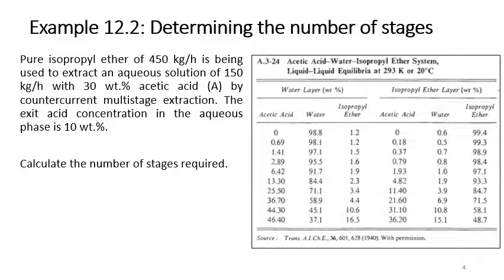So let's straight away do an example to show you how to determine the number of stages. Here we are using the same system, i.e. the acetic acid, water and isopropyl ether system. You have pure isopropyl ether at 450 kg per hour being used to extract an aqueous solution of 150 kg per hour with the acetic acid concentration, component A, equal to 38% using countercurrent multistage extraction. Your exit concentration of the acid in the aqueous phase is equal to 10%. So calculate the number of stages required given the LLE data.